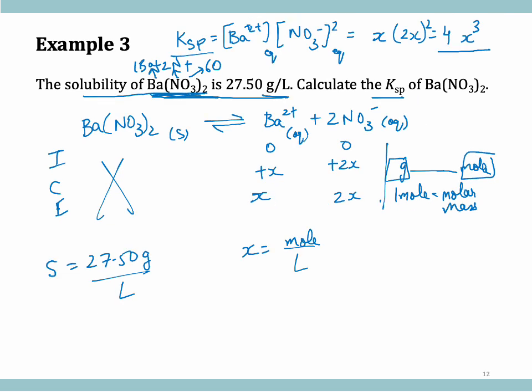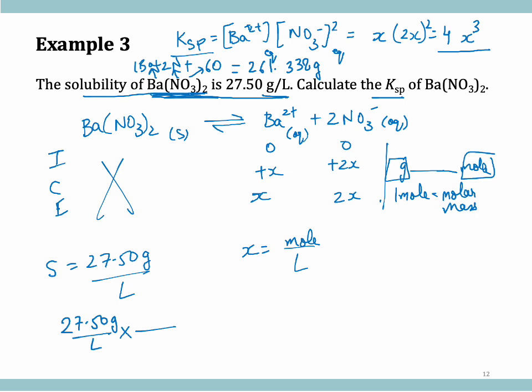So if we try to find the molar mass of this, we are going to find the molar mass of each of these from the periodic table, and the molar mass comes out to 261.338 grams, which means I want to convert 27.50 gram per liter into moles. So let's work with units. I'm going to rewrite this here, 27.50 grams per liter.